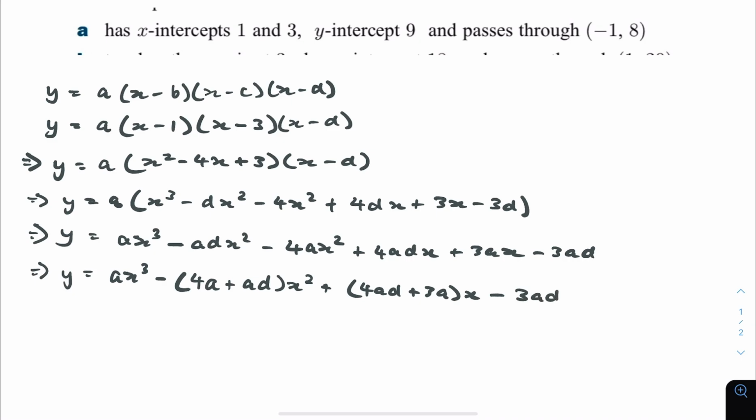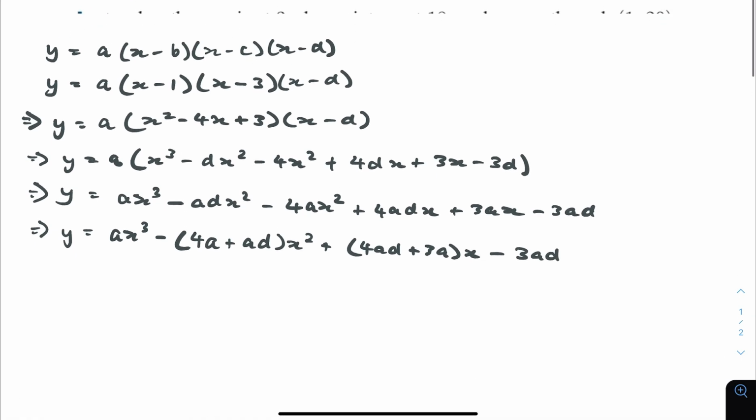One thing we should already be aware of is that we're given the y-intercept as 9. All these terms over here have x in them. So when we're at the y-intercept, the x-coordinate is 0, and all of these terms will be crossed out, leaving only this term left. So that essentially means that -3ad equals 9. That's one of our equations. It's going to be like simultaneous equations.